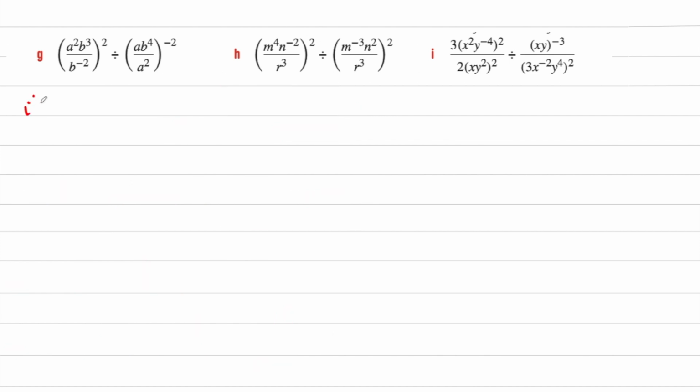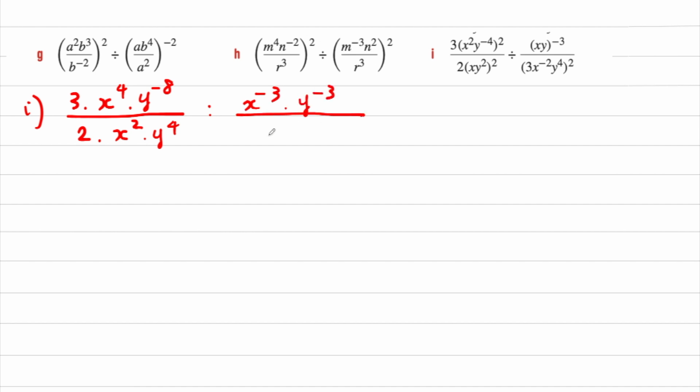Question I. The same idea, you got here 3, x to the power of 4, y to the power of minus 8. And here is 2x squared and y to the power of 4. Multiply, divide first, x to the power of negative 3 here, y to the power of negative 3. Divide by 9, x to the power of minus 4, y to the power of 8 here.